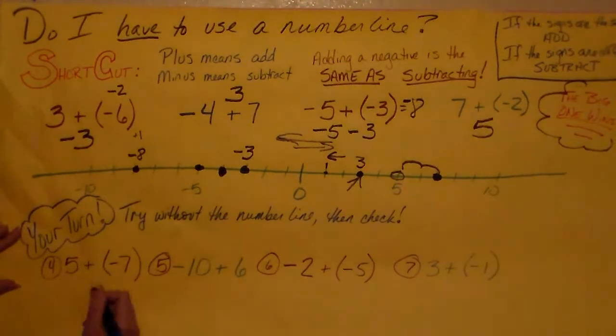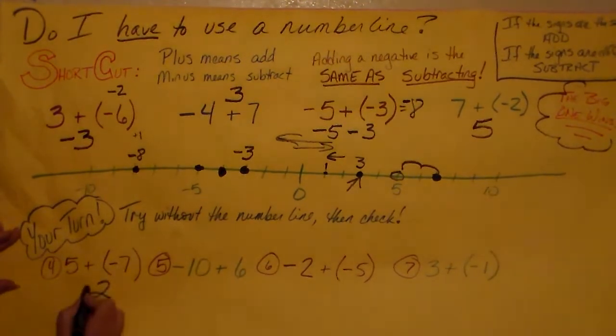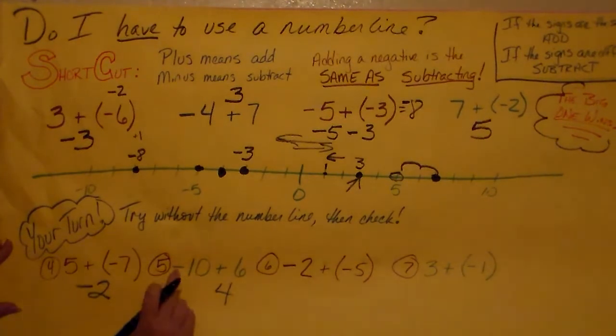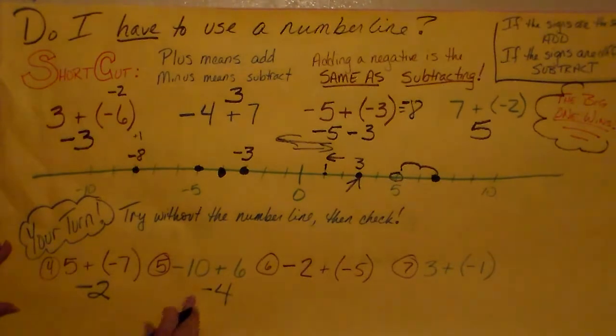These signs are different. I'm going to subtract. The answer is 2 with a negative sign. These signs are different. I'm going to subtract. This one's the biggest. 4 with a negative sign.